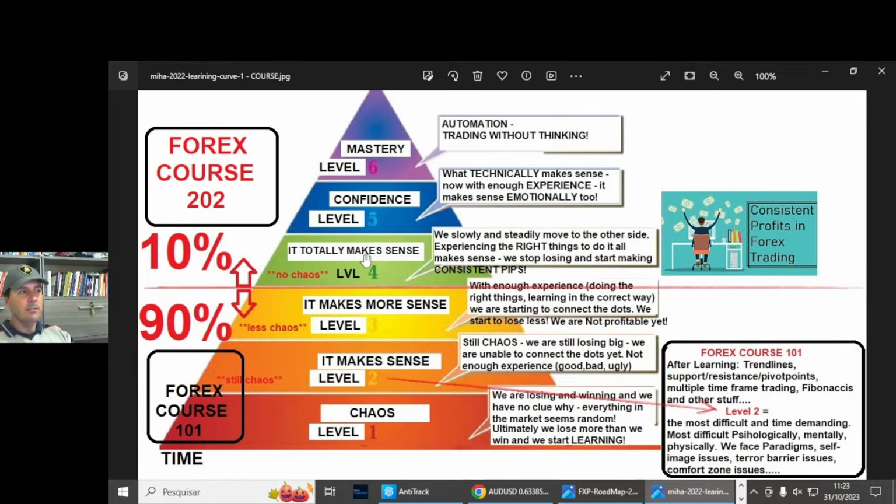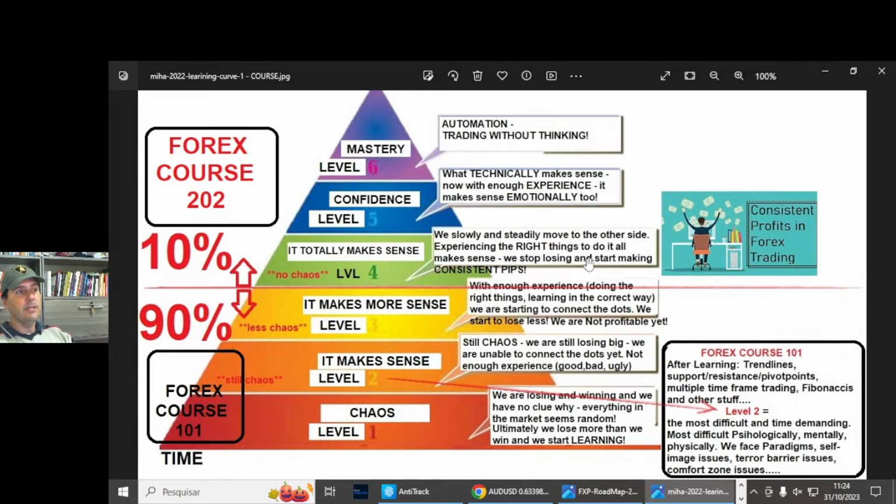It's logic. So, if you have an analytical mind, this would be what? Accountant, programmer, chemist, analytical mind. What would be an artistic mind? A singer, a movie star, a writer of novels. This would be more of the artistic mind. So Forex Course 202, we slowly and steadily move to the other side with understanding, experiencing the right things to do. It all makes sense to you now.